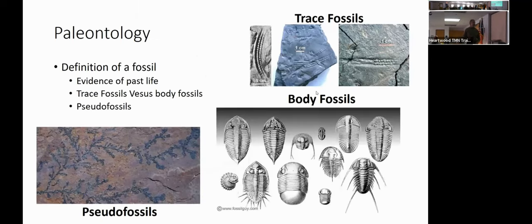Okay, I threw this in because I'm a paleontologist at heart. So there's different kinds of fossils. We talked about this earlier. There are body fossils. This is a bunch of different trilobites from the fossil guy. There are trace fossils. So what is a trace fossil? We talked a little bit about that. And I sent you out with that stuff. Are there any other trace fossils in that? Oh, I was going to show you this really cool thing.